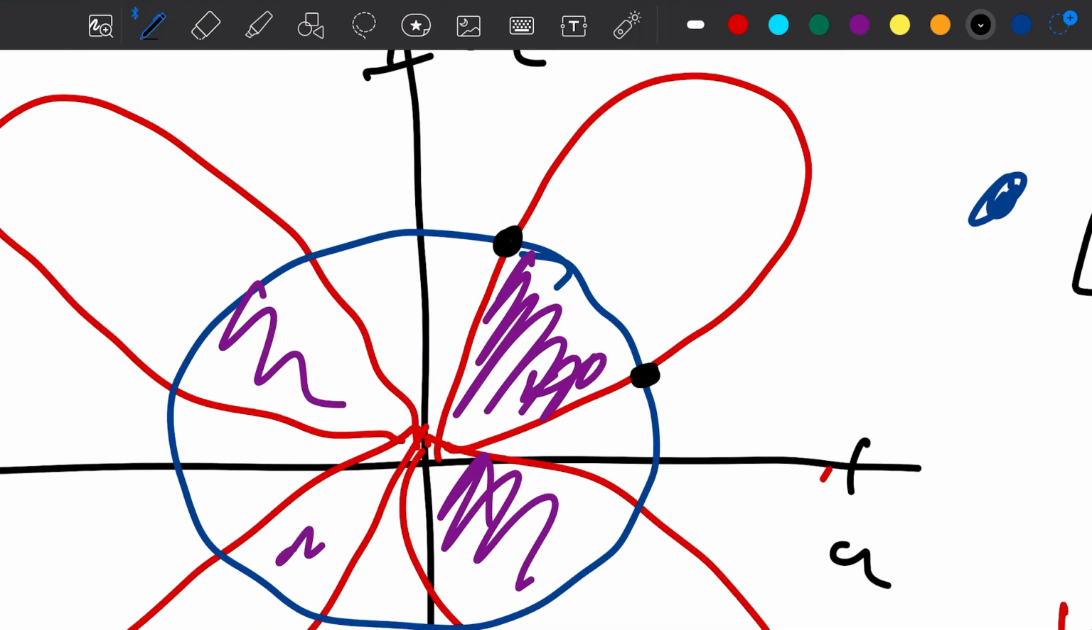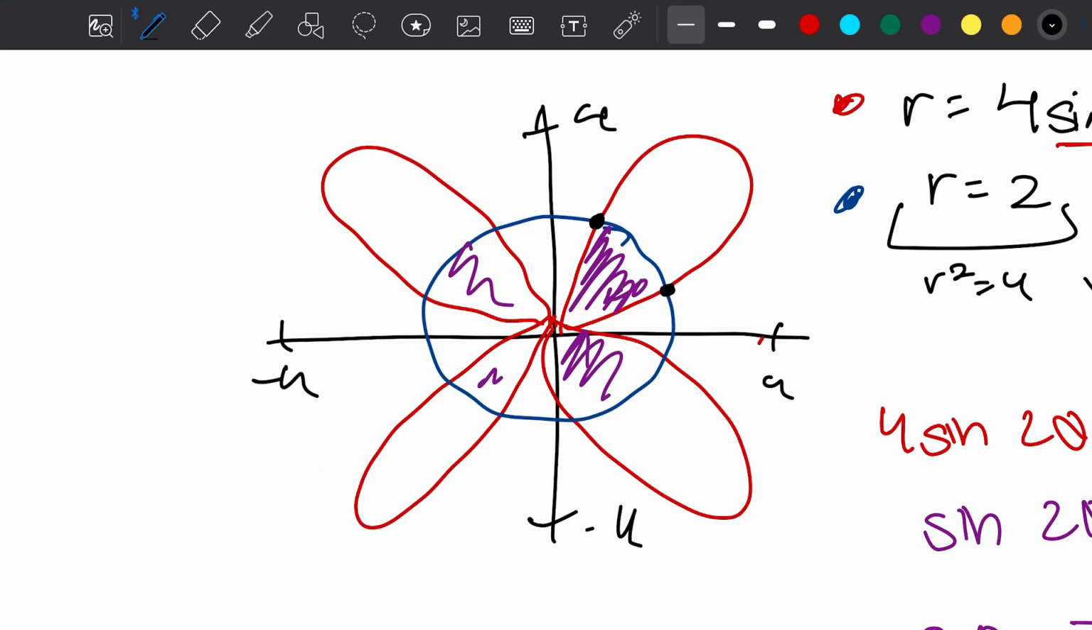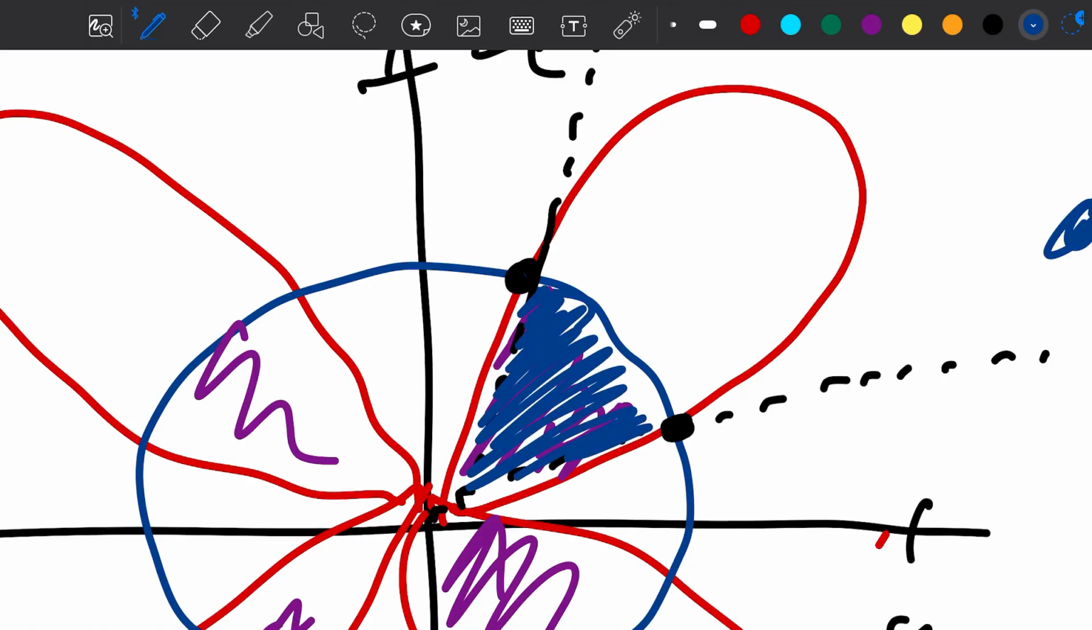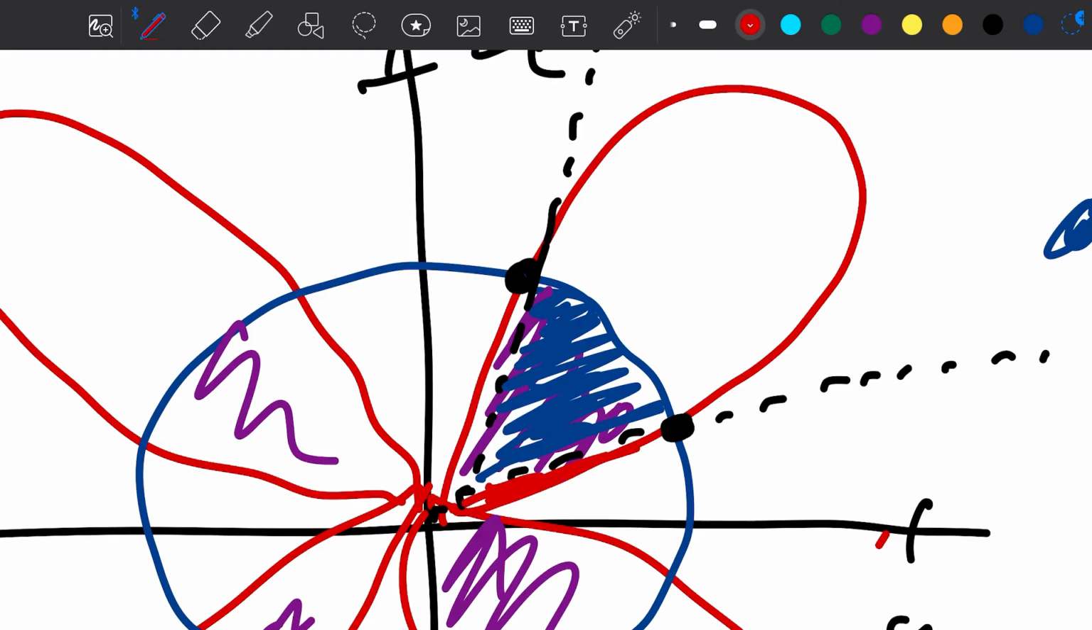Now, if I were to draw a line, let's take a little dotted line. That's our line going through each of these. When you draw this line, you're going to notice that they kind of split up the curves now. Because now what we have is this blue region of our circle, and then this is the red region of our flower curve.